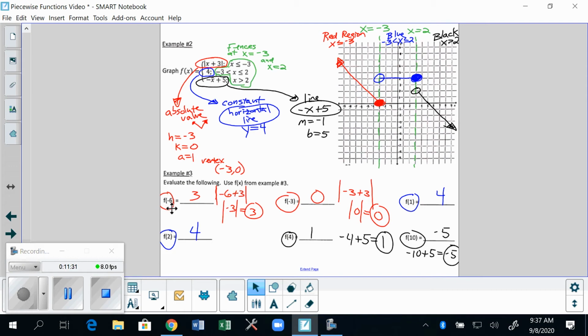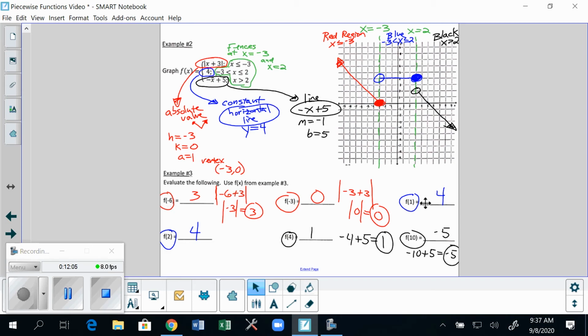Notice for f of -6 and f of -3, I have to plug my x value into the absolute value. F of -6 will be the absolute value of -6 plus 3, which is 3. F of -3 is going to be the absolute value of -3 plus 3. It equals 0. So for f of -6 and f of -3, I'm going to plug my x value into the red equation. Now, for f of 1 and f of 2, with these x values, I'm going to follow the blue equation. Now, the blue equation is just this constant equation of 4.